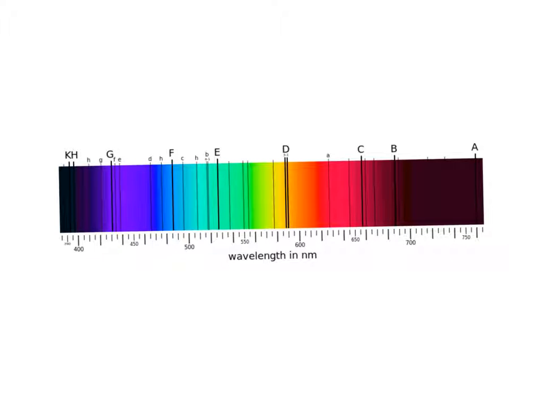So we've looked at emission spectrum where electrons are jumping up due to excitement and then falling back down. And when they fall back down, they give up a photon. What we're going to look at now is the other situation.